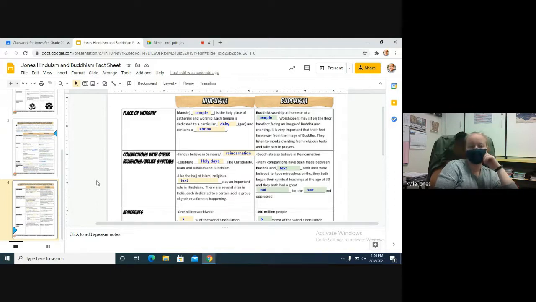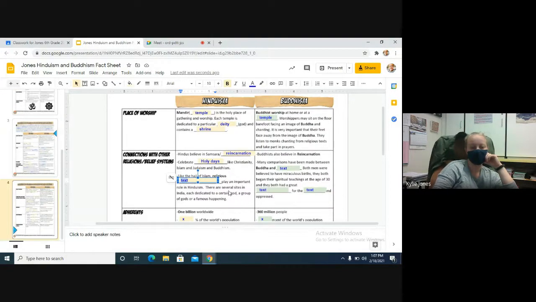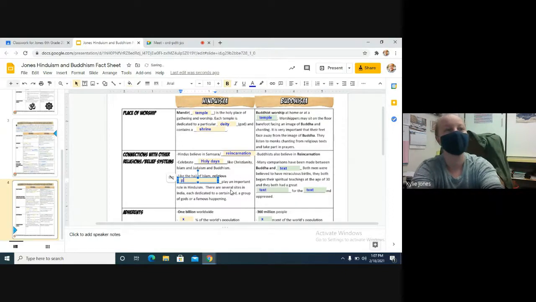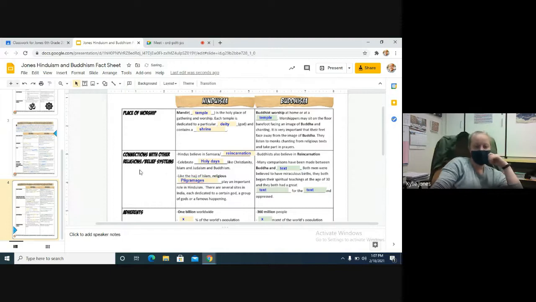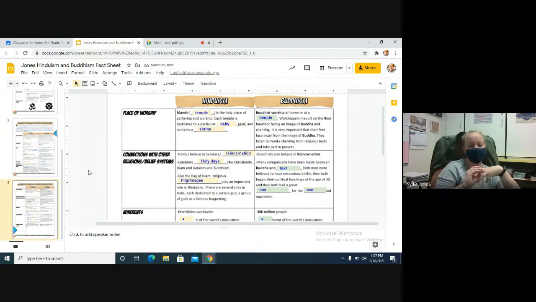Our next little tab there says, like the Hajj of Islam, religious blank play an important role in Hinduism. What is that word? Pilgrimages. A pilgrimage means that you're going to go from one place to another place. So a religious pilgrimage means that they basically travel from their home to a specific religious area in India, because it's believed that when you do that, you're fulfilling a part of your religion.